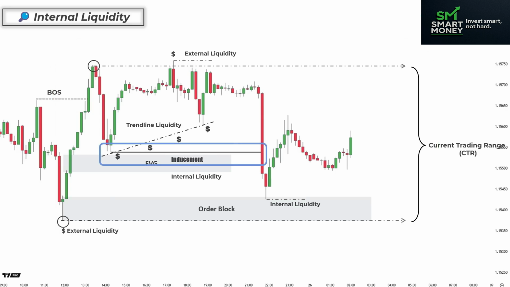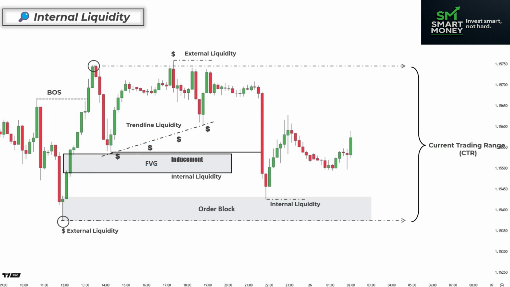Internal liquidity usually appears in the form of fair value gaps, volume imbalances, liquidity resting above or below internal swing highs and lows, trend lines inside the range, and consolidations that form within the trading range. In simple terms, internal liquidity refers to all liquidity located inside the current trading range. And here's the key point. Internal liquidity is not meant to be the final target. It's meant to be used. Smart money constantly uses internal liquidity to fuel moves toward external liquidity. And that's exactly why you need a solid understanding of it.